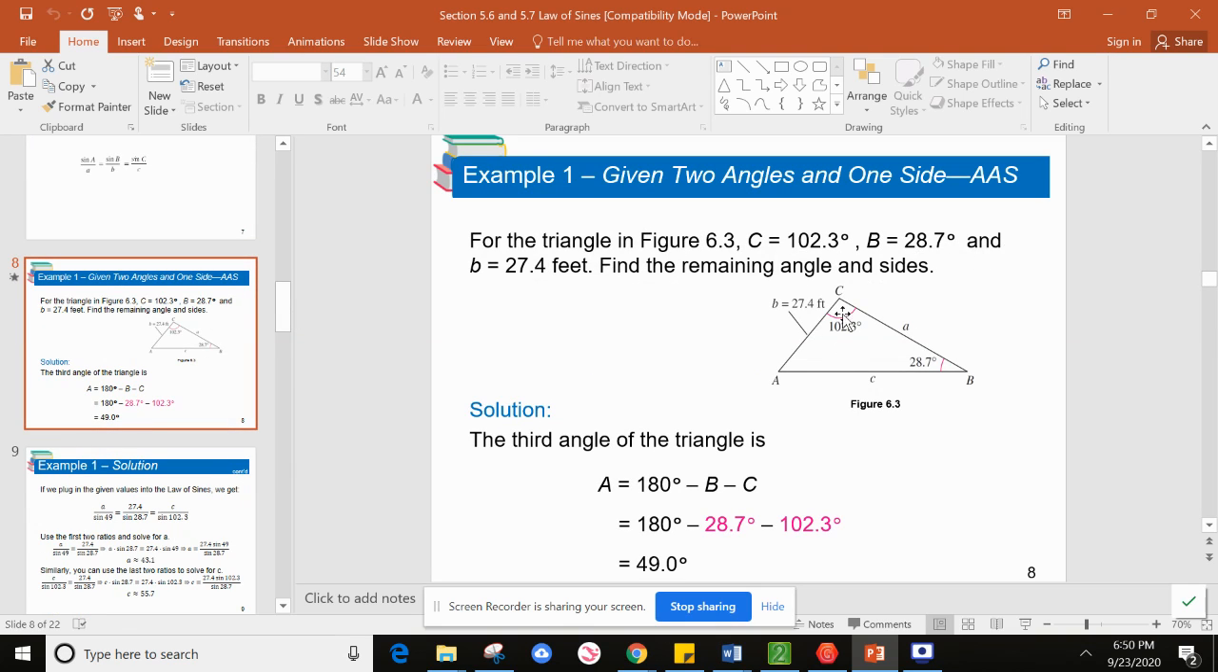All right. So if you are given a triangle like in figure 6.3 here, you're given angle C, angle B, and side b, and we're trying to solve the triangle, find the remaining angle and sides. You should first find this missing angle because all three add to be 180. It really is a matter of figuring out how many degrees these are total, subtracting that from 180. It ends up being 49. So we found angle A, and now we've got to find side a and side c.